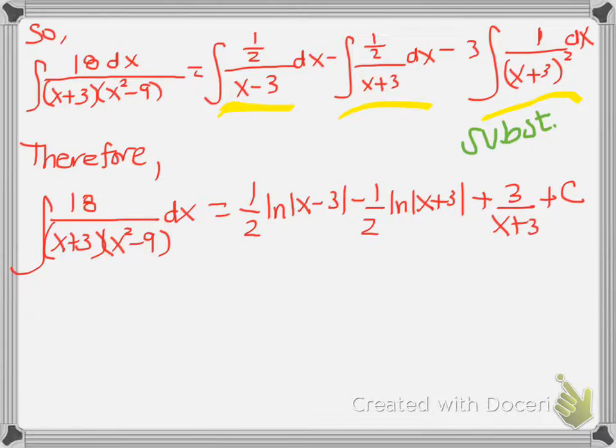Okay. And then your final answer, hopefully after you do all that, is 1/2 natural log of the absolute value of x minus 3 minus 1/2 the absolute value of x plus 3 plus 3 over x plus 3 plus c. So I'm done with this part 1 of this video.